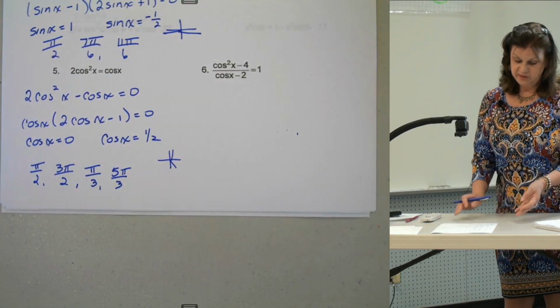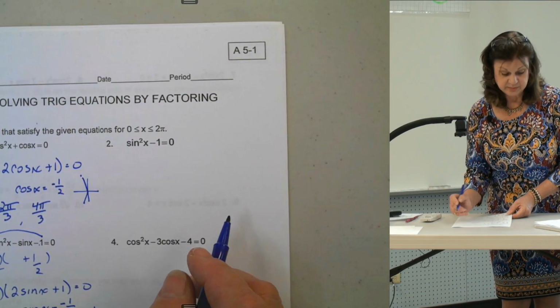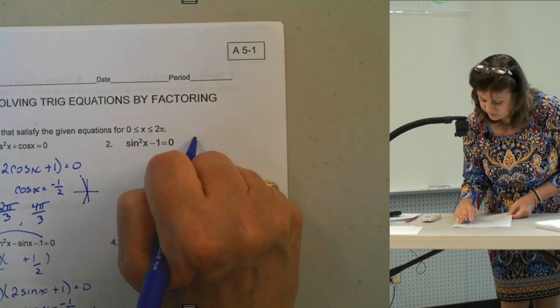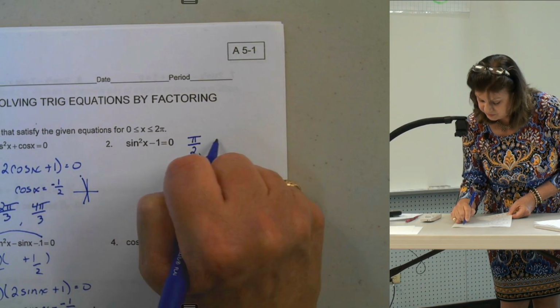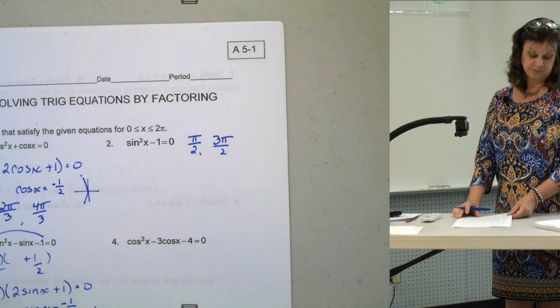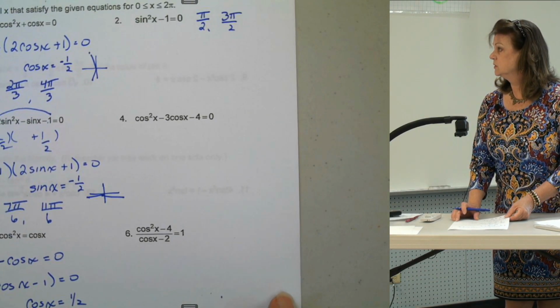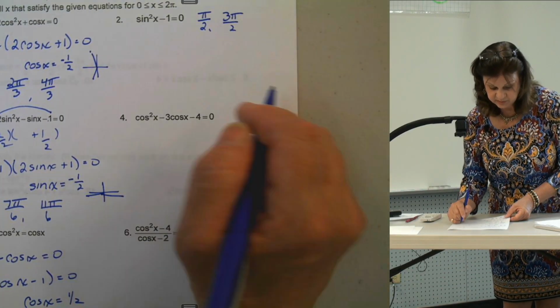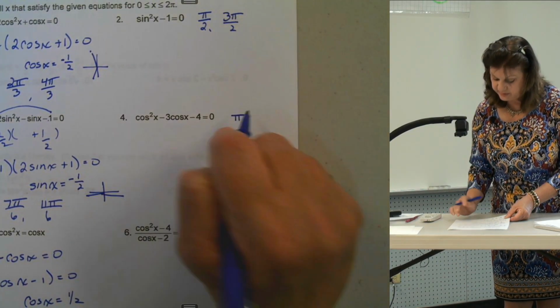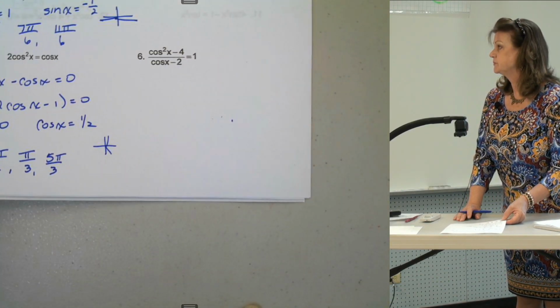Okay, let me give you the answers to problems 2 and 4. On problem 2, your answer is pi over 2 and 3 pi over 2. Problem 4, you only have one choice, and it's going to be pi. And let's work problem 6 together.